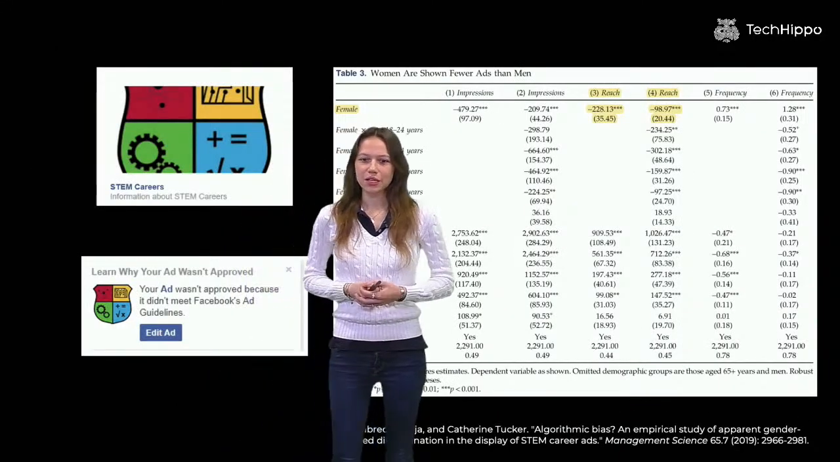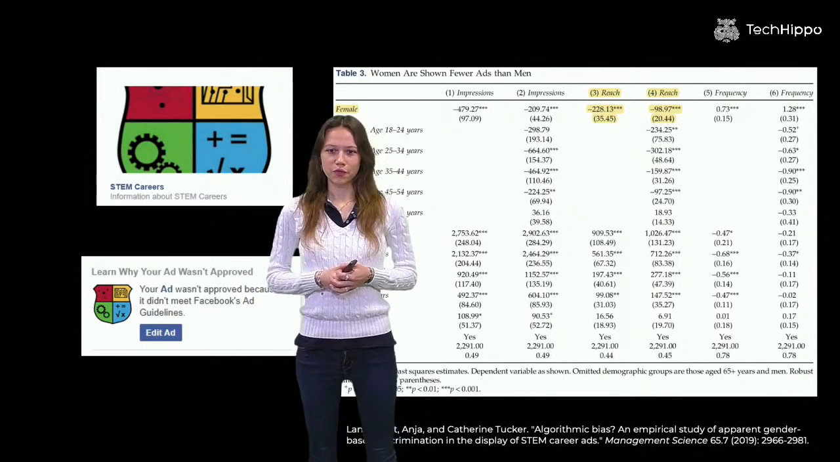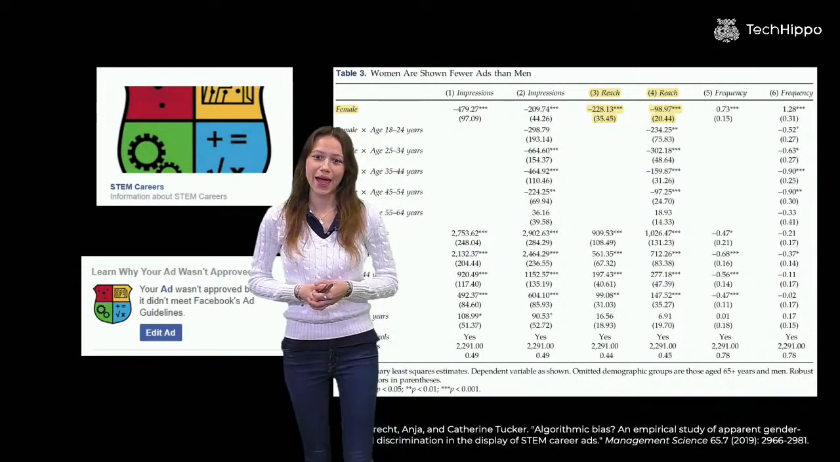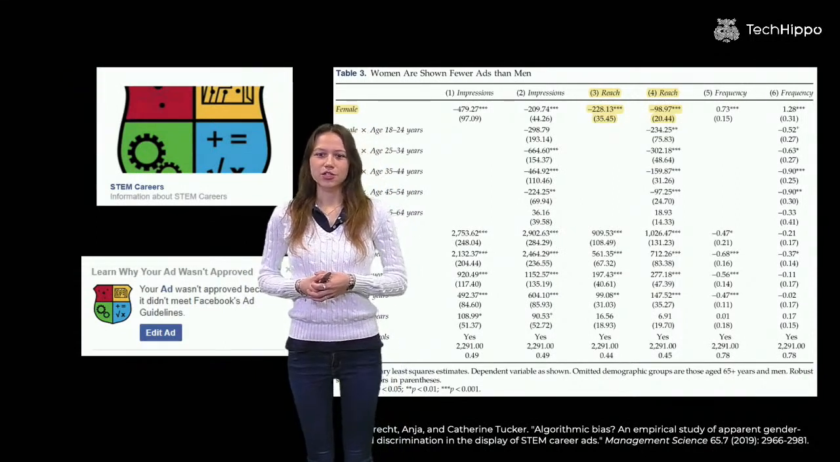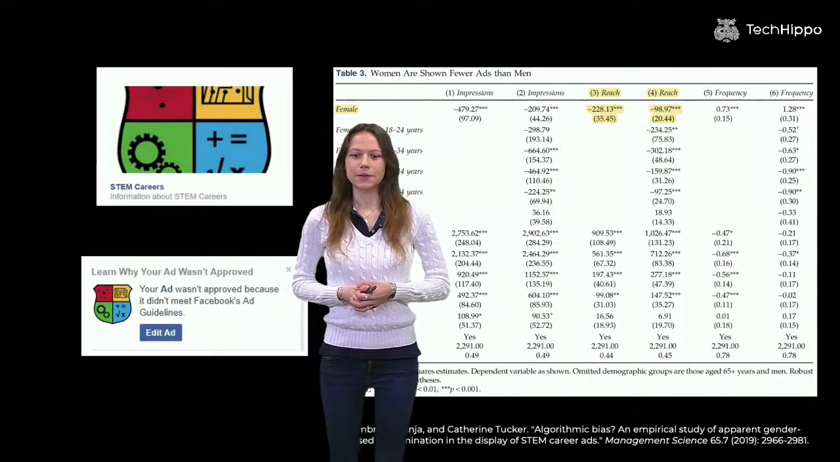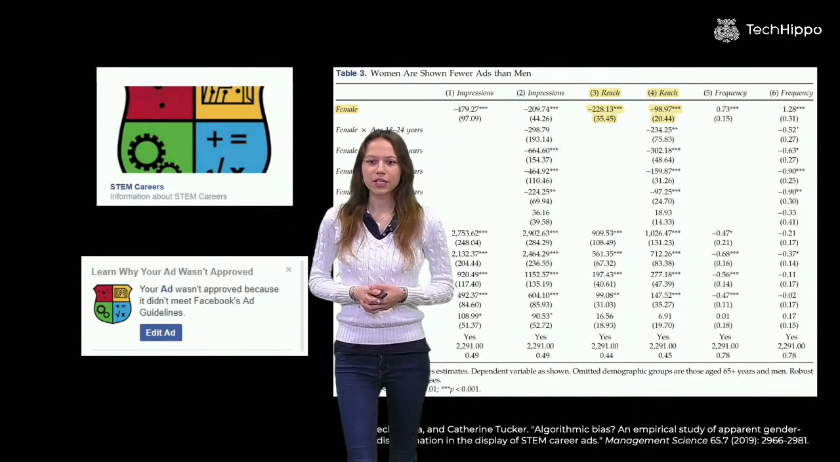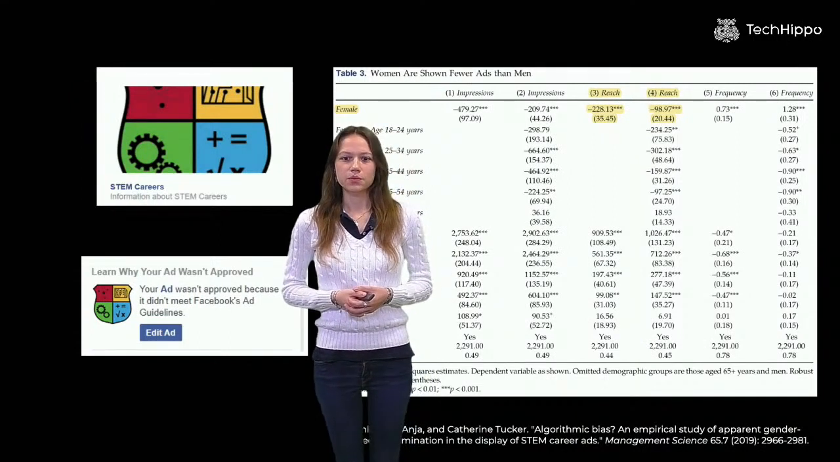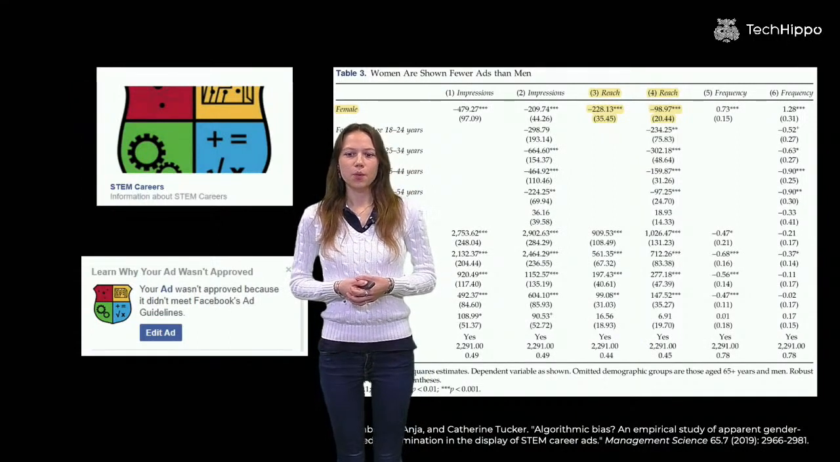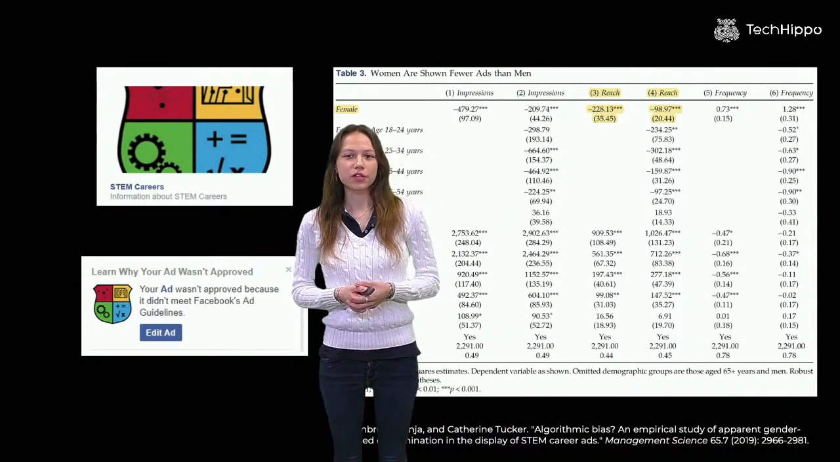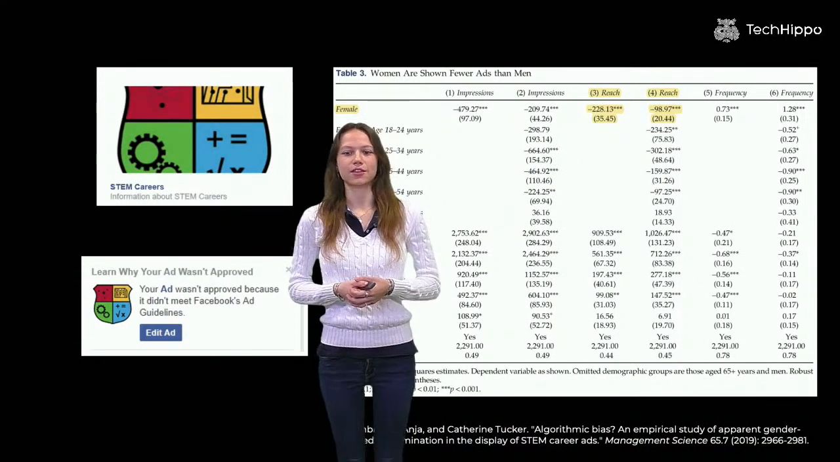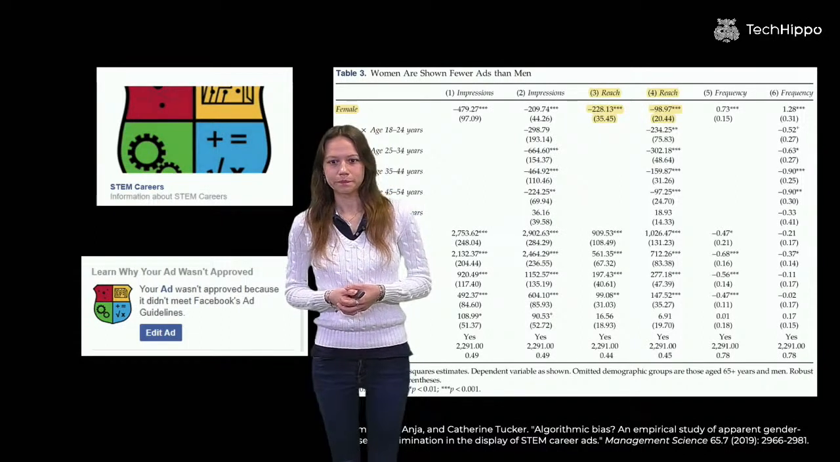When we talk about algorithmic bias, there's one professor called Catherine Tucker, who is very active in this field, and she does a lot about gender bias and algorithmic bias. And she has a study that explores data from a field test of how an algorithm delivered ads promoting job opportunities in the STEM fields. So in the fields of science, technology, engineering, and math.